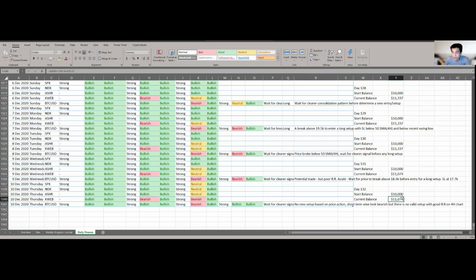Firstly, you'll notice the balance remains the same as yesterday, no change, because like I mentioned, I didn't enter any trade yesterday. Today, I did enter a couple of trades, but that's not the experimental trade setup. And yeah, that's the main thing.